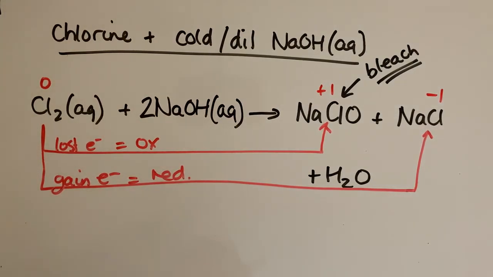Okay, so again, these two equations here of chlorine reacting with water and then with cold dilute sodium hydroxide, you need to know those off by heart and also be able to explain why they are disproportionation reactions.